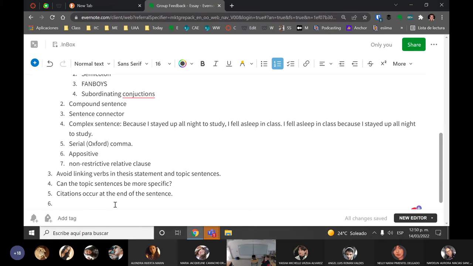Take a look at the references page. Is there a page break for the references? That is, the references should be on a separate page. So check spacing. Take a look at your partner's text.